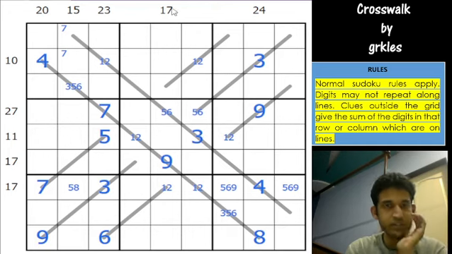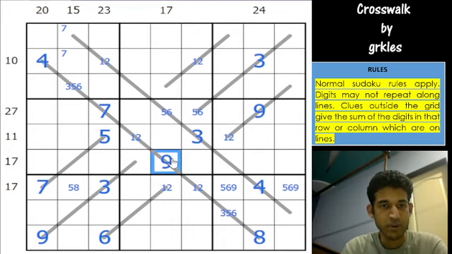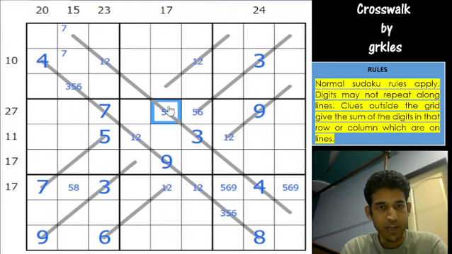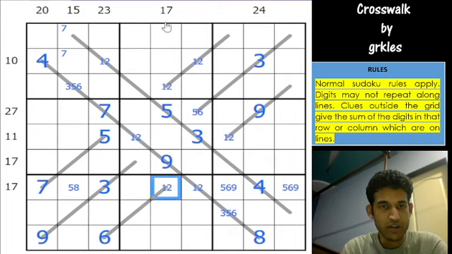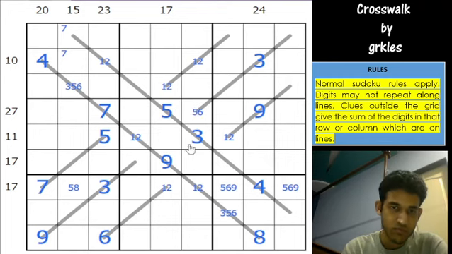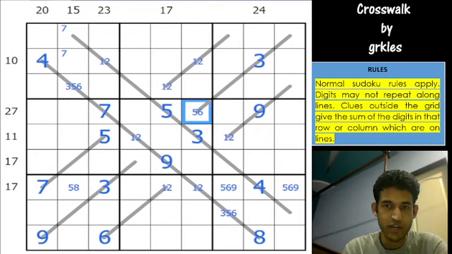Okay, let's look at this 17 clue, guys. We got a 9 just now, and now the 17 is becoming really interesting. So we got 9, which means these 3 cells must sum up to 8, and 8 is not possible with a 6 in there. So this has to be a 5, and this cell must be 1 or 2. That's really awesome. So 17 clue is done now. And because of this 5, you get a 6 here.